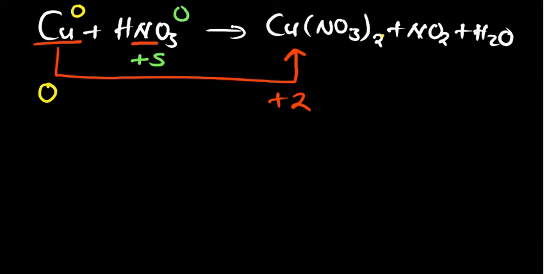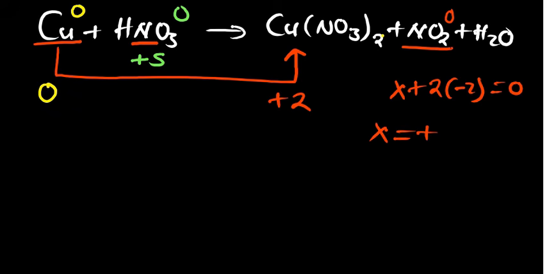We go the other side. We have nitrogen dioxide. So X denotes nitrogen. We've got 2 oxygen atoms. The net charge of a compound is 0. So X becomes +4, right? So we've made an observation there.